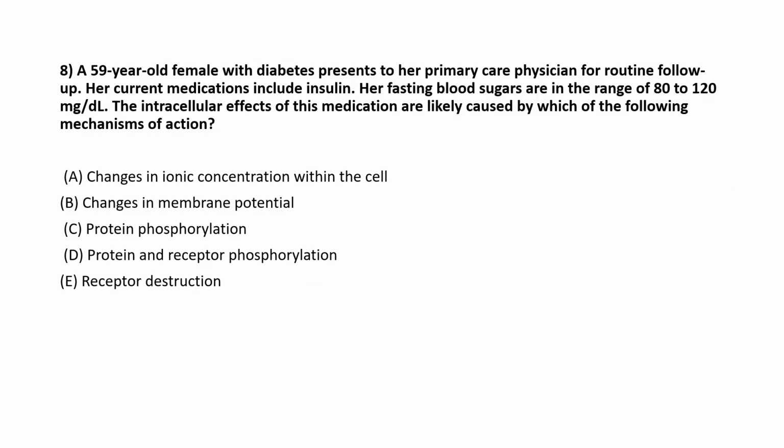A 59-year-old female with diabetes presents to her primary care physician for routine follow-up. Her current medications include insulin. Her fasting blood sugars are in the range of 80 to 120 mg per deciliter. The intracellular effects of this medication are likely caused by which of the following mechanisms of action? The options are changes in ionic concentration within the cell, changes in membrane potential, protein phosphorylation, protein and receptor phosphorylation, receptor destruction. So here the correct answer is option D, that is protein and receptor phosphorylation.